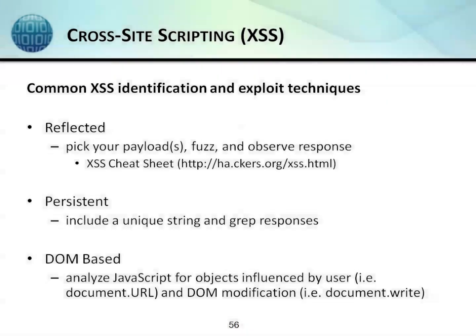What we have been talking about is what causes cross-site scripting and different ways to exploit it. So now, how do you go about identifying it? For reflected, it's fairly straightforward. You just need certain payloads that you want to test with. Essentially, do some fuzzing and observe the response contents.